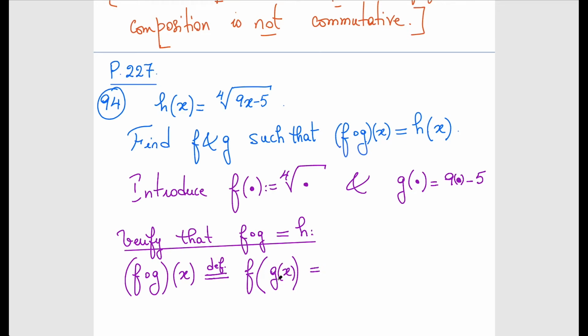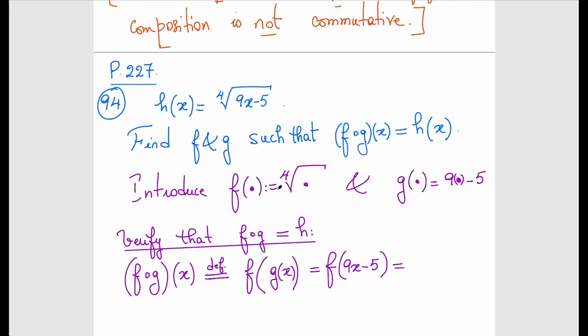Now g of x, so f is waiting, is not doing anything. g of anything is 9 times the thing minus 5. So g of x is going to be 9x minus 5. And now this 9x minus 5 is going to go as an input in f. And what f does to an input, it takes the fourth root of that input.